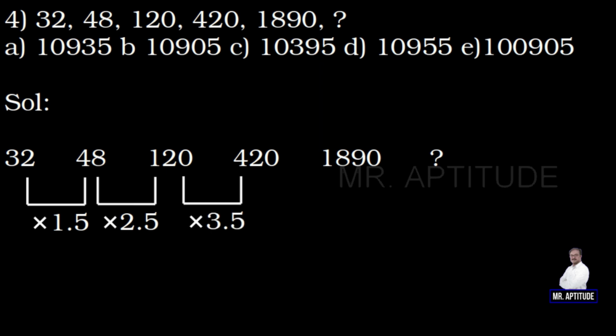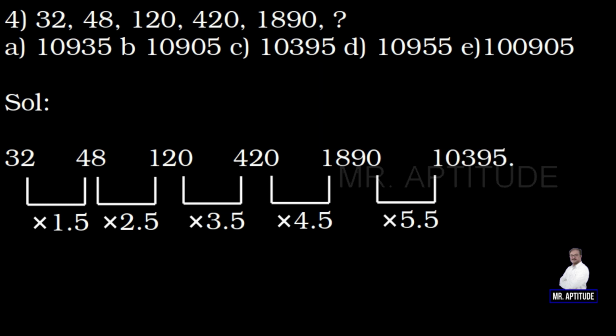is 120. 120 into 3.5 is 420. 420 into 4.5 is 1890. So your answer will be 1890 into 5.5, which gives you 10395.